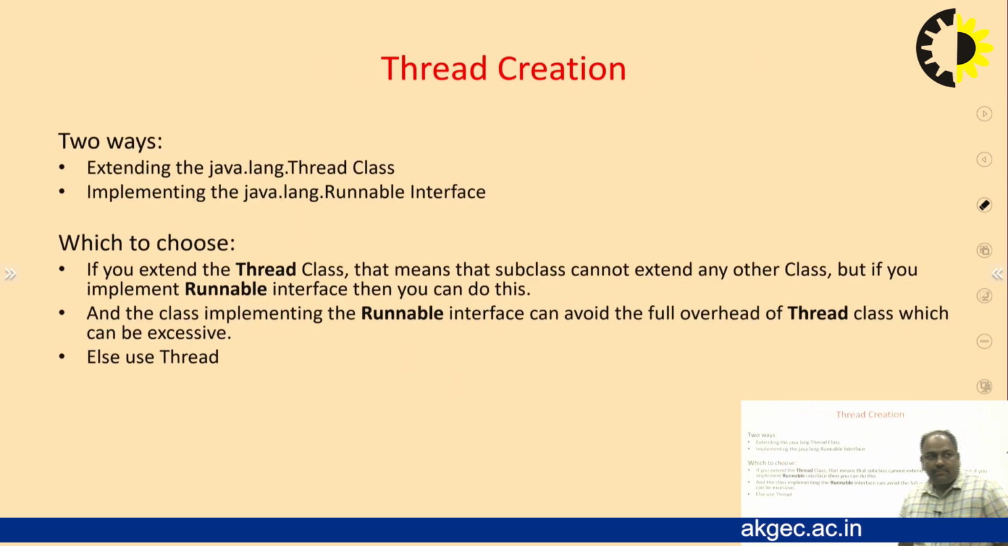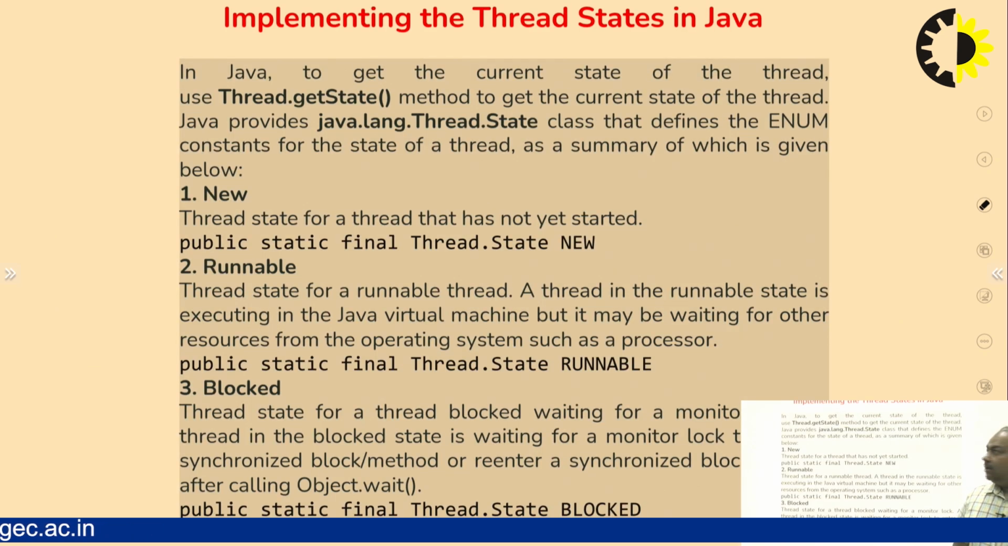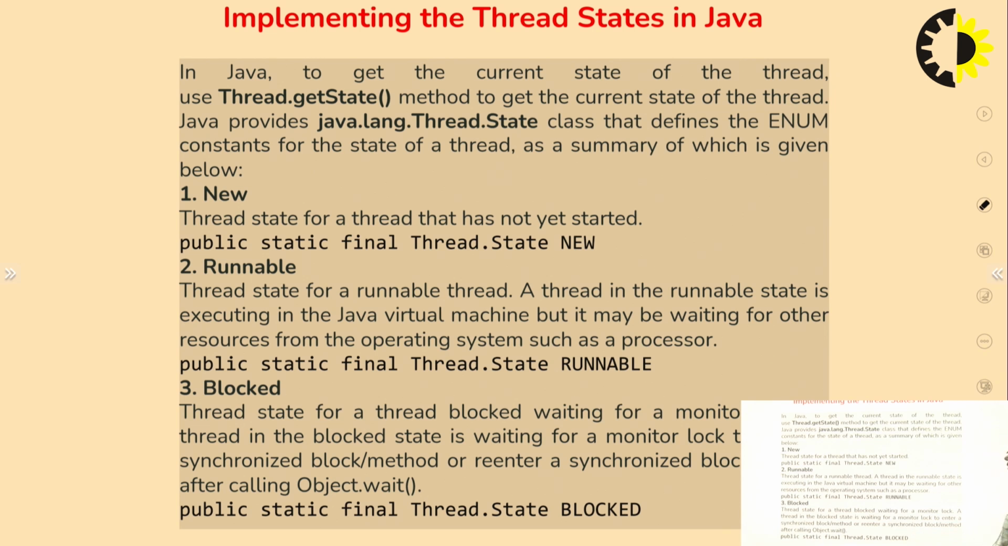There are 2 ways of thread creation. One is extending java.lang.Thread, which I have told earlier, and the other is implementing the java.lang.Runnable interface. If you extend the Thread class, that means the subclass does not extend any other class, otherwise it will be implemented using the Runnable interface. Now these are the states, showing how any thread will go into any state.